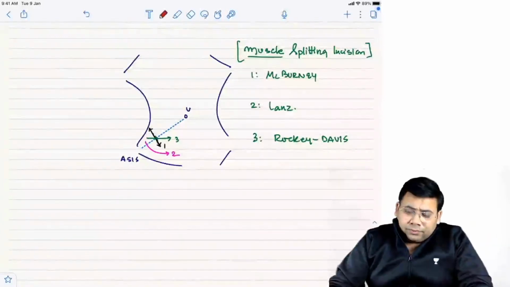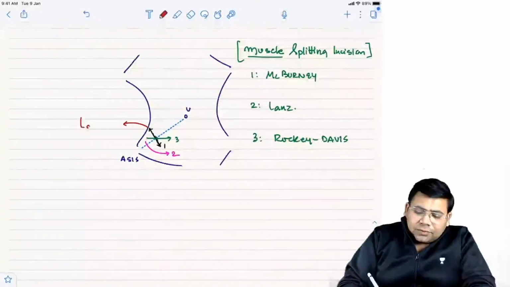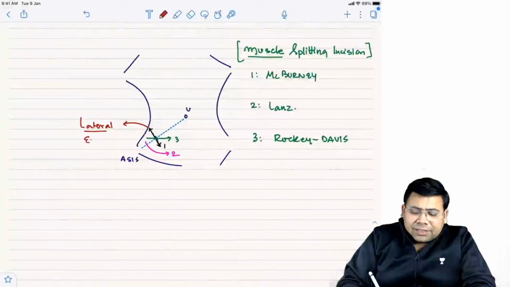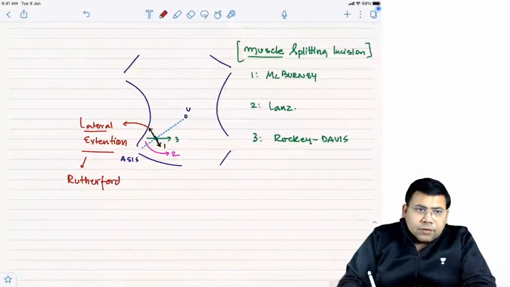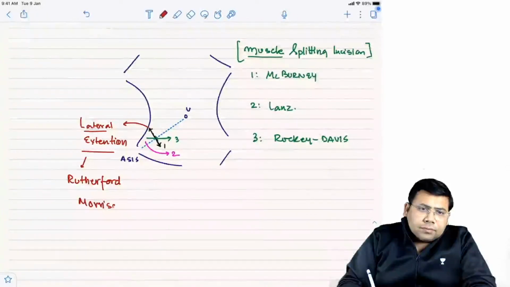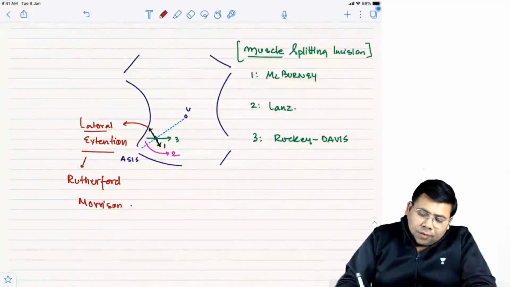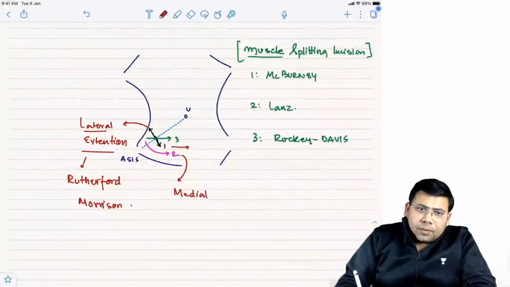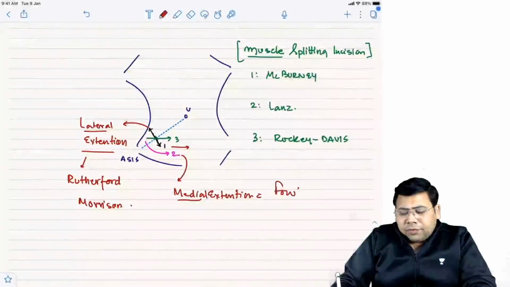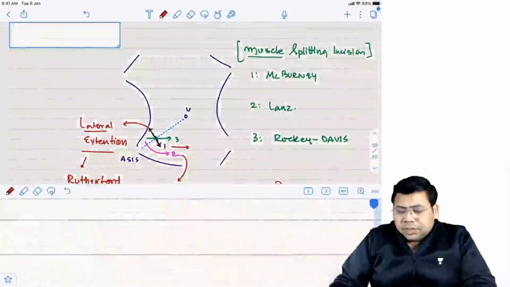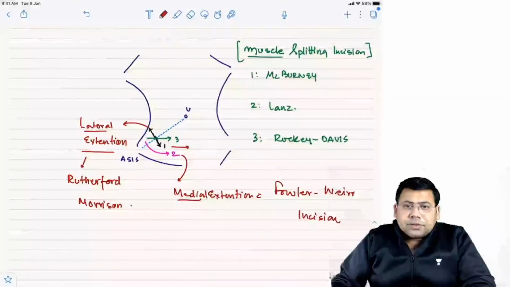But there are people who still do. So you can go for a lateral extension. If there is a lateral extension of the incision towards the flank, this is what is known as Rutherford Morrison. And if you go for a medial extension, this is known as a Fowler-Weir incision. A Fowler-Weir incision. So these are important points.